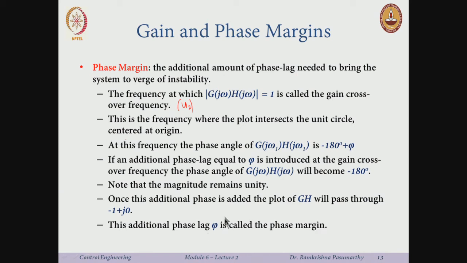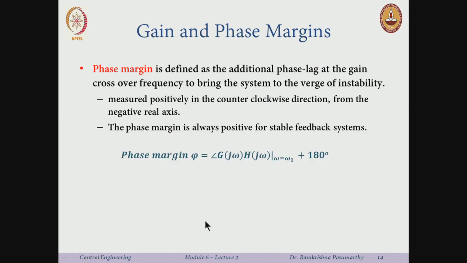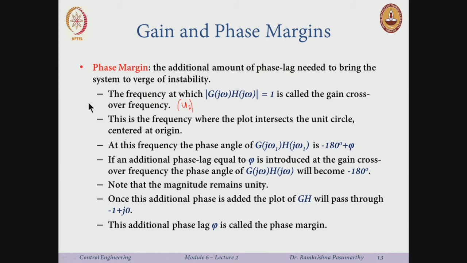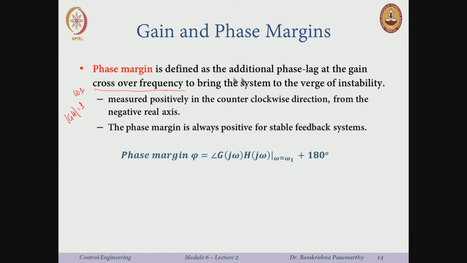Now how do I compute this phi? A formal definition is: the phase margin is defined as the additional phase lag at the gain crossover frequency. This is the frequency omega 1 where the magnitude of GH becomes 1. So what we started off saying is that I need to add some phase. Now where do I add this phase? The additional phase I add at the gain crossover frequency. Again, the standard terms of measurement will be in the counterclockwise direction from the negative axis and so on.